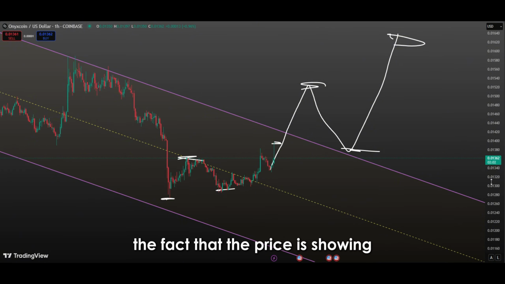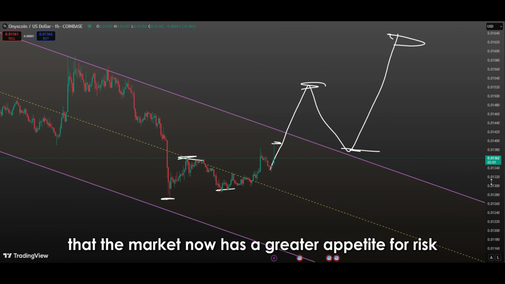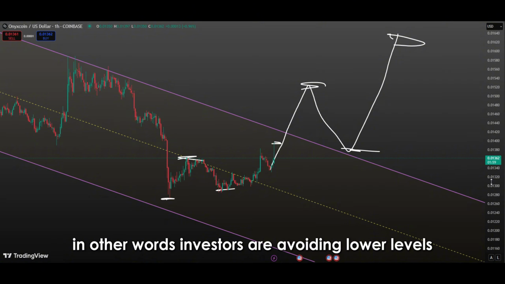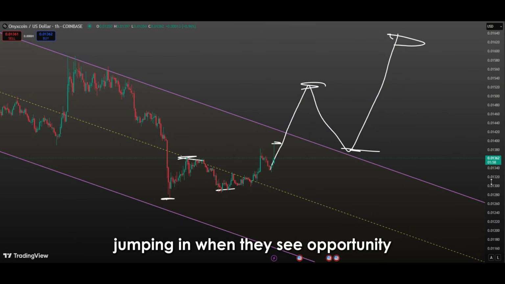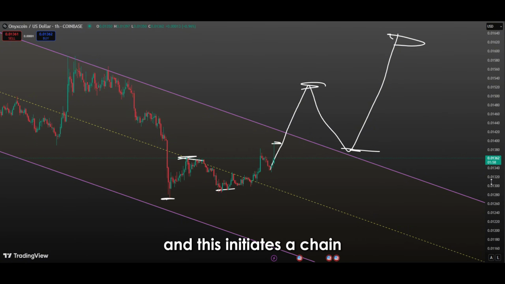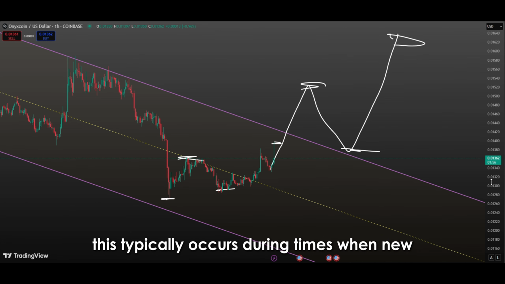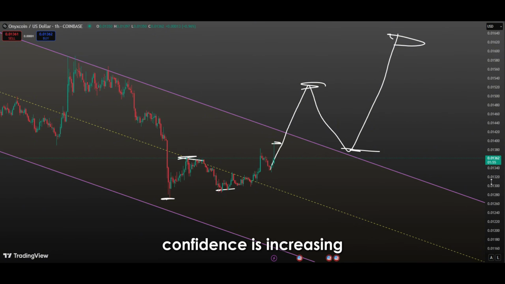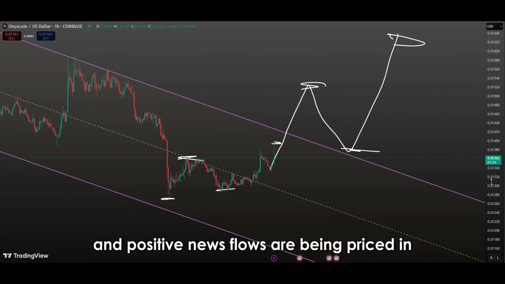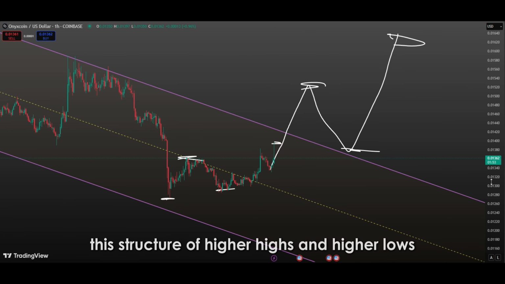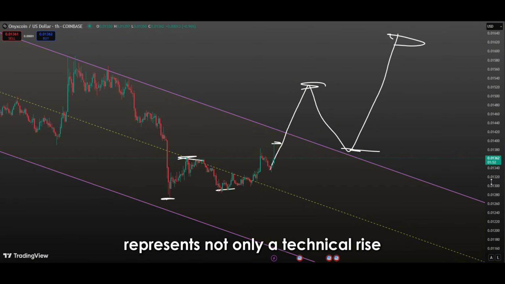The fact that the price is showing these kinds of rising structures also indicates that the market now has a greater appetite for risk. In other words, investors are avoiding lower levels, jumping in when they see opportunity, and this initiates a chain reaction of upward momentum in the market. This typically occurs during times when new investors are entering the market, confidence is increasing, and positive news flows are being priced in.